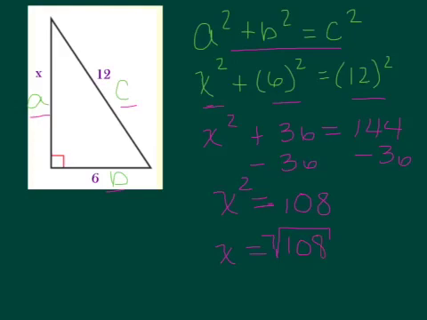So when we solve for x and take the square root of 108, we know 108 is not a perfect square. So right now, we want to figure out if this is actually the simplest form we can express x. And the answer is no. So let's go ahead and figure out how we can simplify this radical.